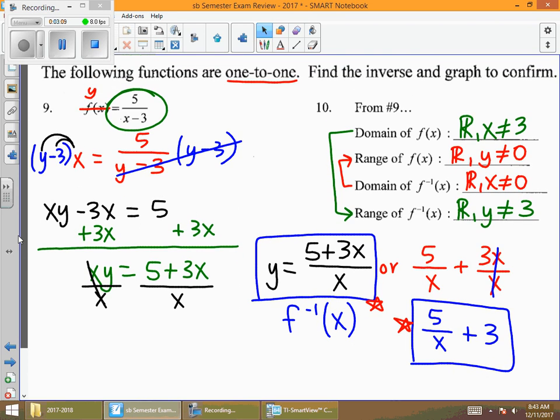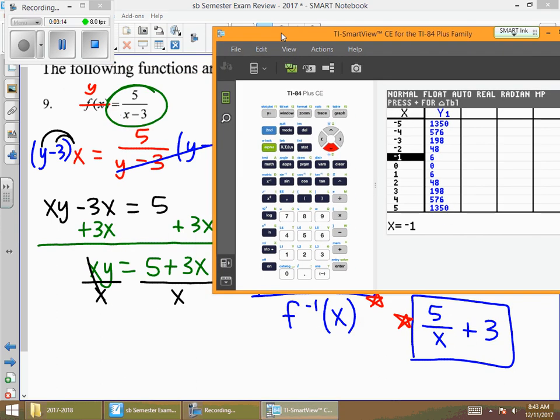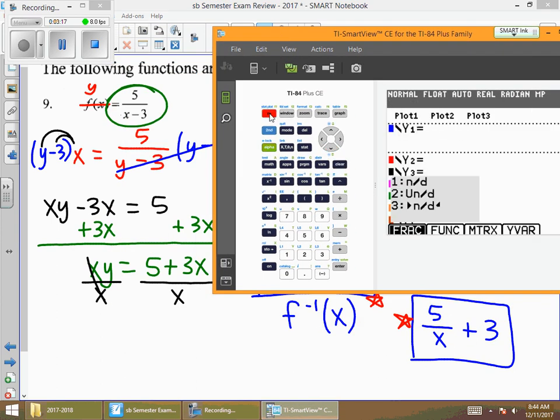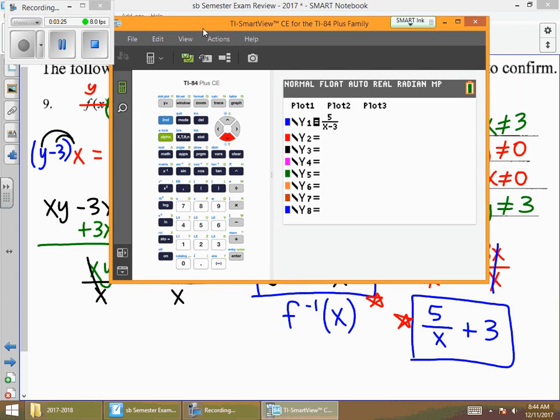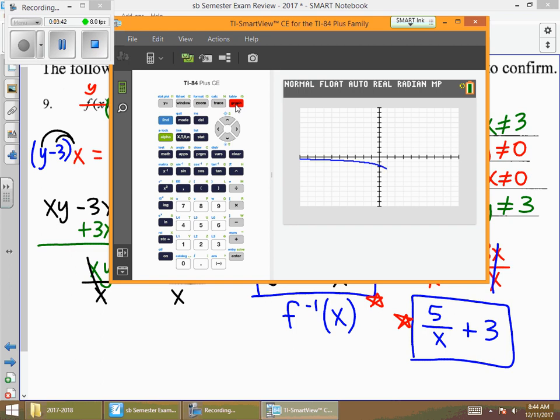So the part about confirming your answer by graphing is optional, but it's never a bad idea to do this. Go to y equals, graph your original function, which would be 5 over x minus 3. Graph your inverse, whichever way you chose to write it. But then in a third equation, or third one, put the line y equals x. And what's going to happen is there's your original, there's your inverse, and then there's the line y equals x.